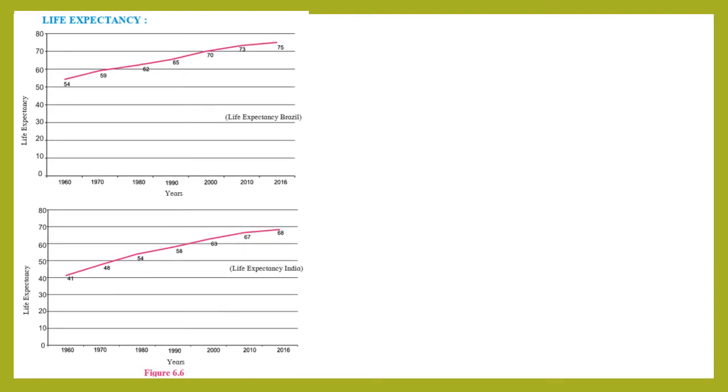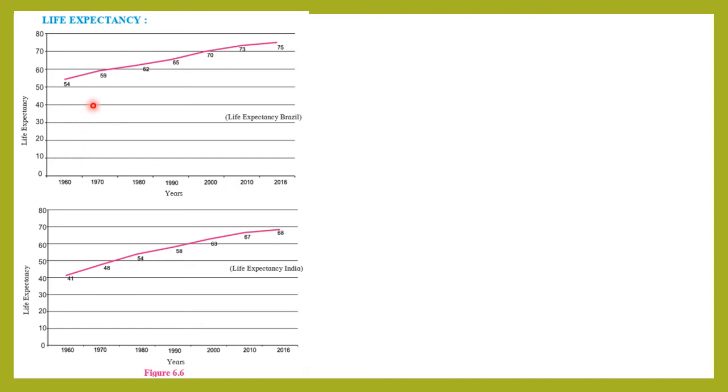Now in this graph, we can see the life expectancy of Brazil and of India. But what is this life expectancy? Life expectancy means the average number of years a person born in a country is expected to live. So children, we can see here Brazil in 1960. How many years did the people live here? Till age 54 they lived. Then in 1970, 59 years of age they lived in that country.